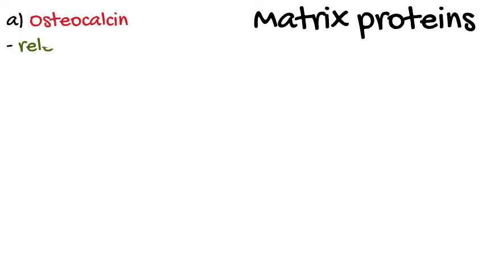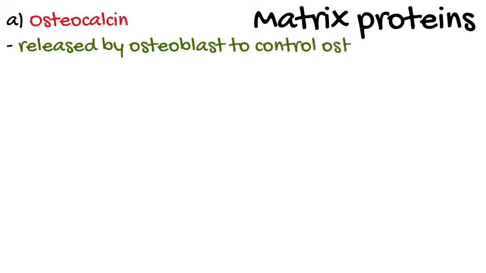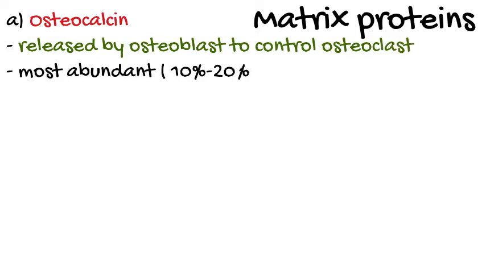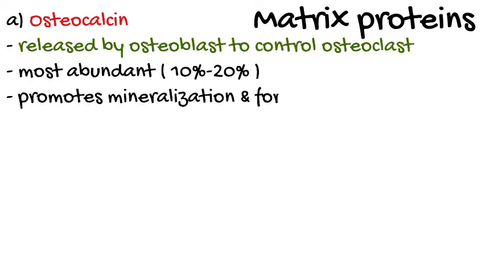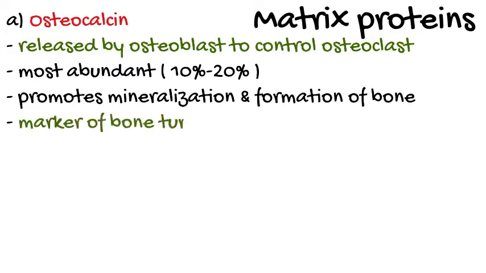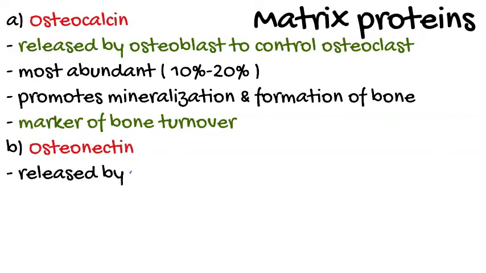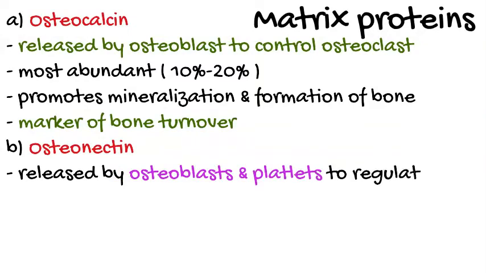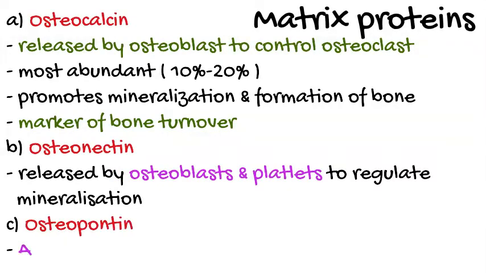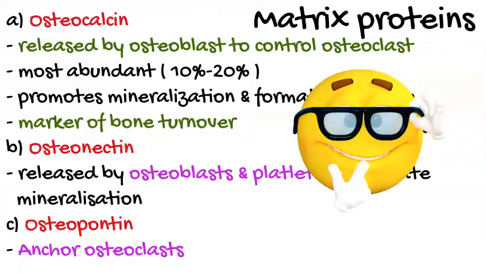A. Regarding osteocalcin, it is released by osteoblasts to control the osteoclast. Osteocalcin is the most abundant, around 10 to 20%. Osteocalcin also promotes mineralization and formation of bone. Osteocalcin is a marker of bone turnover. For B, osteonectin. It is released by osteoblasts and platelets to regulate the mineralization. And C, osteopontin. It anchors to the osteoclast.